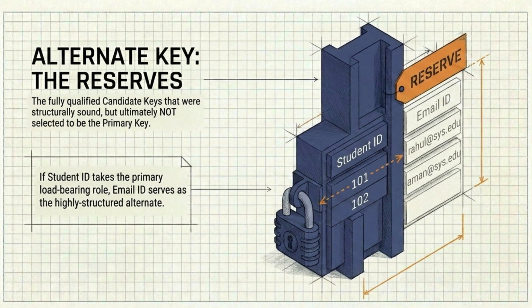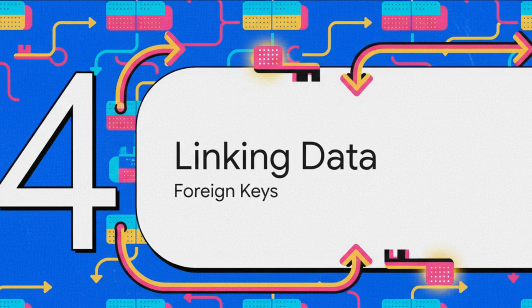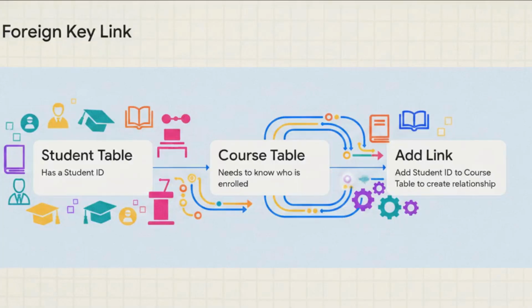Now for Section 4, linking data with foreign keys. Up until now, we've really only talked about single, isolated tables. But the true power of a database, that's in how tables talk to each other. And this brilliantly illustrates how we actually bridge data silos. Let's walk through it together.